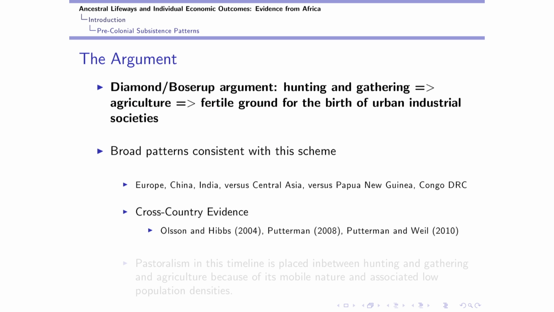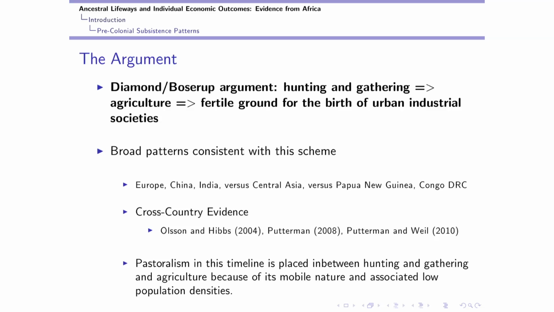The argument is kind of an argument that has been made by Diamond or Boserup, talking about the evolutionary continuum, that you start from hunting and gathering, you move into agriculture, which proves to be a fertile ground for the birth of urban industrial societies.